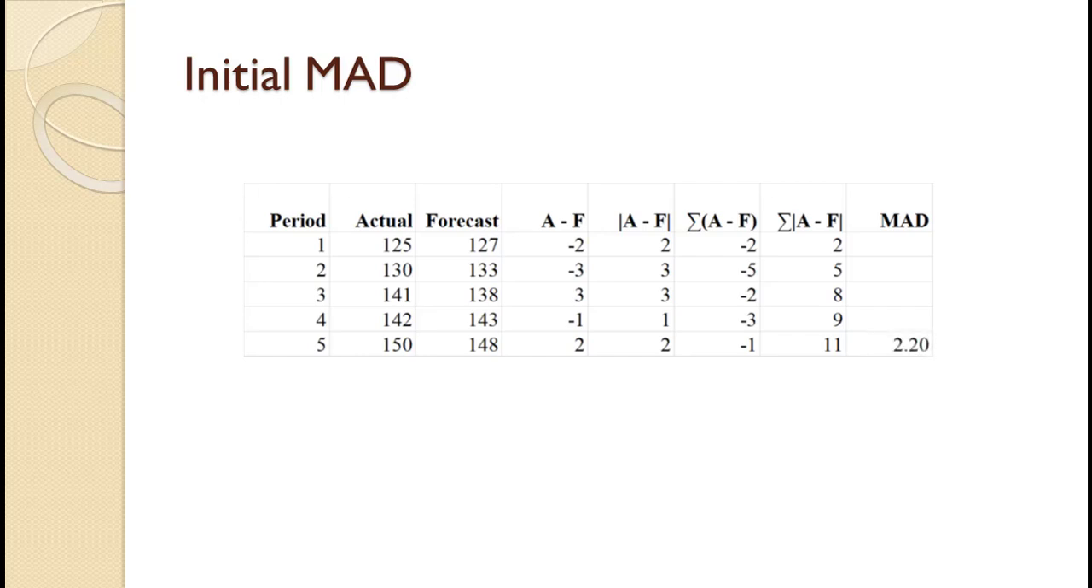5 sets of actual minus forecast values will be used to compute this MAD, so we will divide by 5. The cumulative absolute error term for period 5 is 11, and 11 divided by 5 equals 2.2, so that is our initial MAD. Going forward, we will no longer need to compute the cumulative absolute error term since the MAD will be updated using simple exponential smoothing.